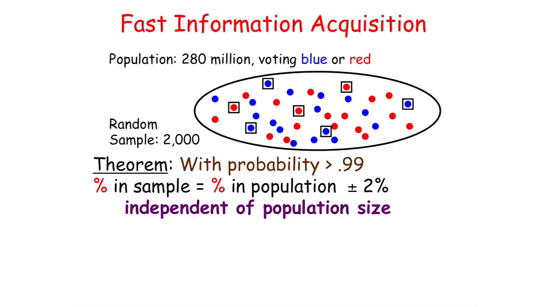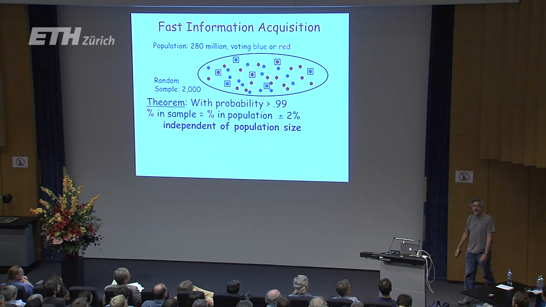And in fact, this number 2,000 remains 2,000. It doesn't matter if you have the population of the US or that of France or that of China, or it's just the number of atoms in the universe. It doesn't depend on it. So it's an extremely powerful mathematical result, and of course it's used all over the place.